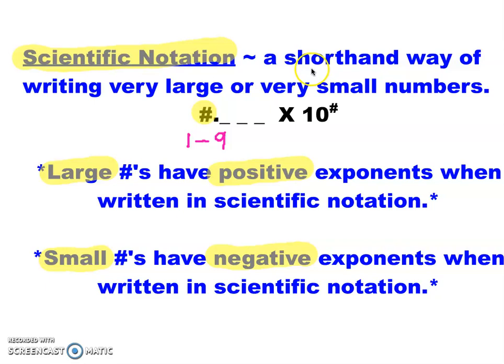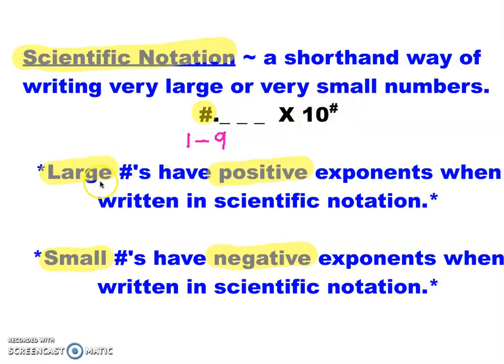It's just a shorthand way of writing very large or very small numbers. You're going to have one number before the decimal. So here's my decimal, a number 1 through 9. I don't want 0 there, and I don't want 10, 11, 12, because that would be 2 places before my decimal. So I just want one number before my decimal, and then all the rest of the numbers after. And then I'm going to have it times 10, and it's going to have an exponent here.